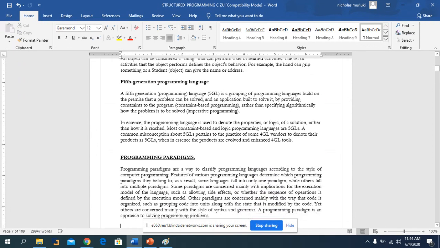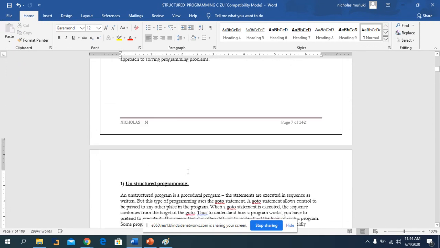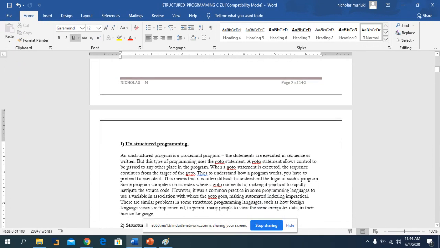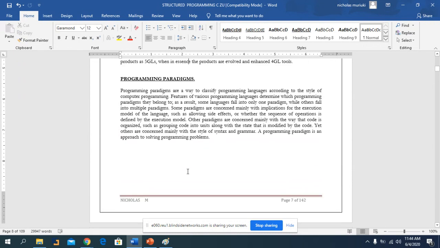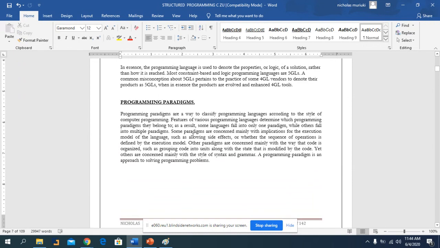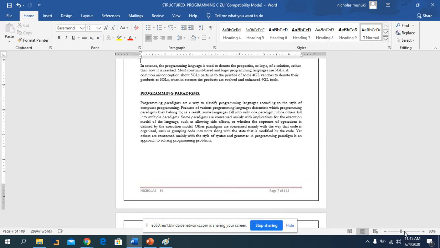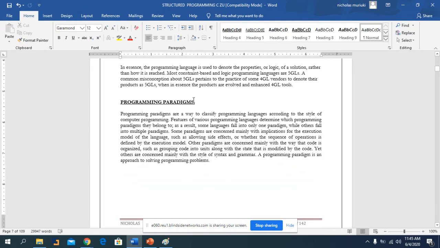So those are a few generations that we have within these programming languages, but maybe we can understand these programming paradigms. And I remember when we were talking about these programming paradigms, I said another name that we can call them: techniques. We can still call them approaches. We can still call them methods of programming.